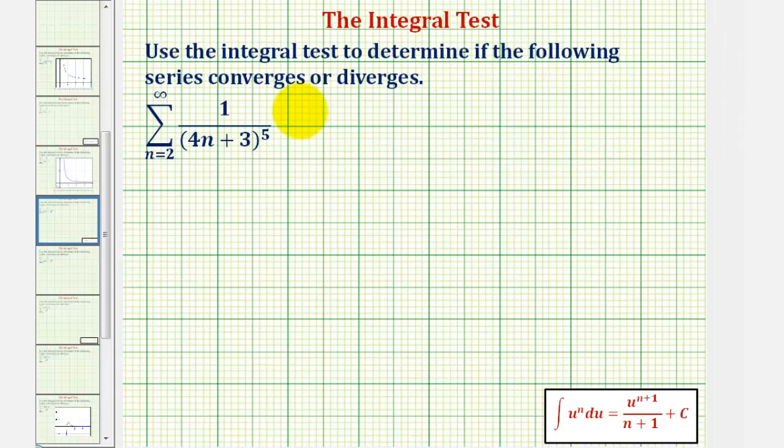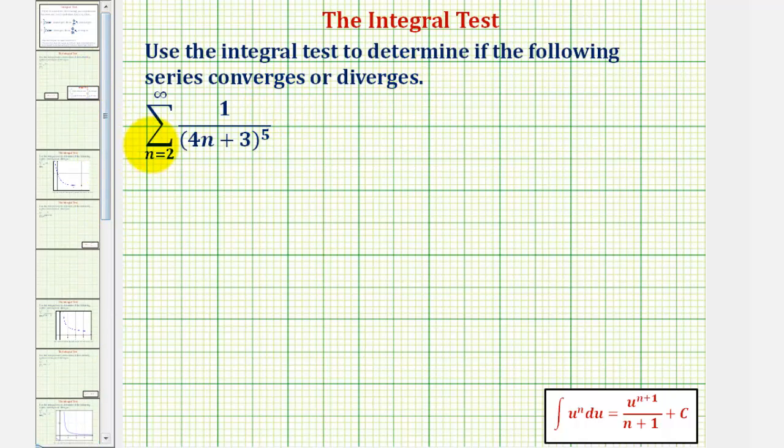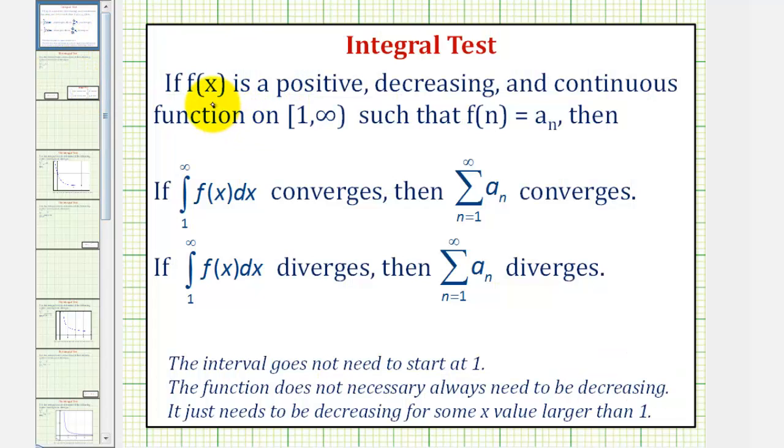We want to use the integral test to determine if the following infinite series converges or diverges. So the first step, we want to find a function f of x such that f of x is positive, decreasing, and continuous on the interval from, in our case, 2 to infinity, since n starts at 2, such that f of n equals a sub n.